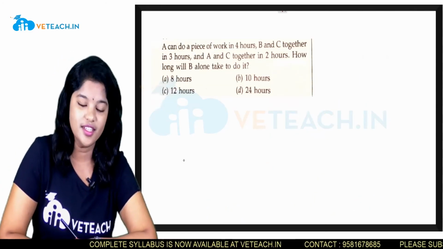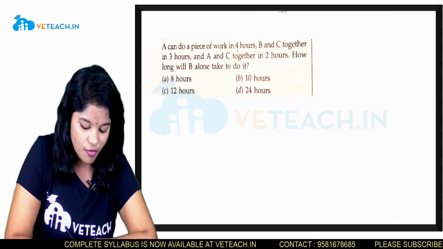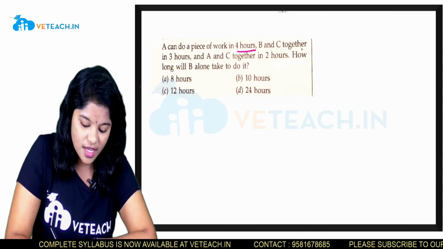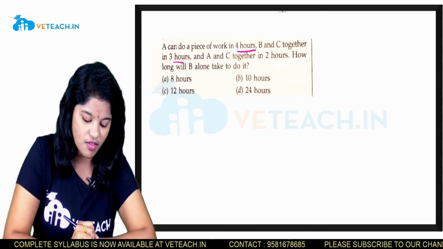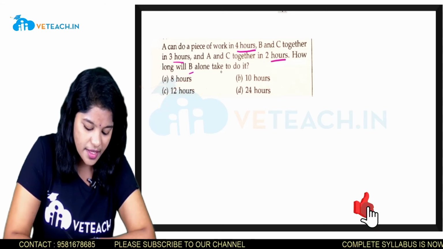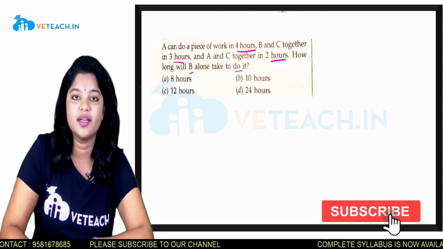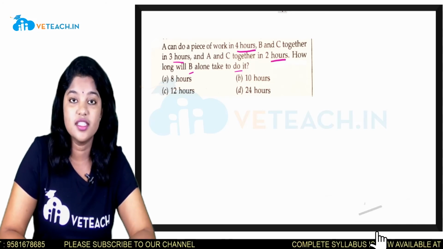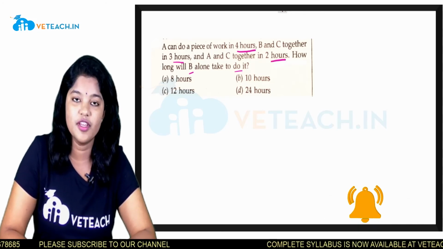See the next question here. A can do a piece of work in 4 hours. B and C together can do it in 3 hours. A and C together in 2 hours. How long will B alone take to do it? So first of all, write the given information in the form of equations.